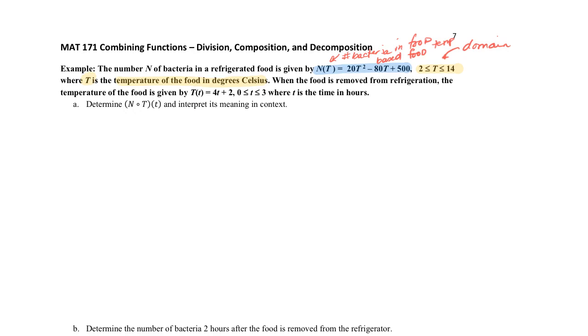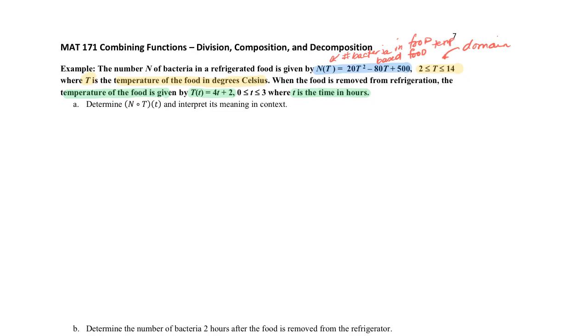Okay, so that's only the first sentence. The second sentence is, when the food is removed from refrigeration, the temperature of the food is given by T of t, so now capital T of smaller t, and that's equal to 4t plus 2. So this is different. We need to keep this straight. This represents the temperature of the food. So the temperature of the food is given by T of t equals 4t plus 2. And now lowercase t is time in hours. So after a certain number of hours, I can tell you what the temperature of the food is.